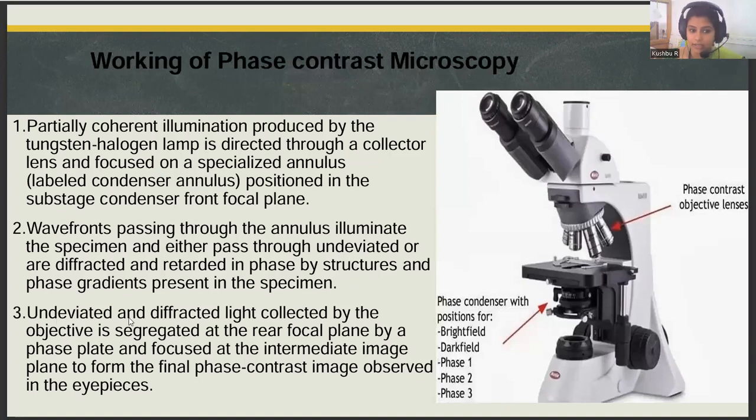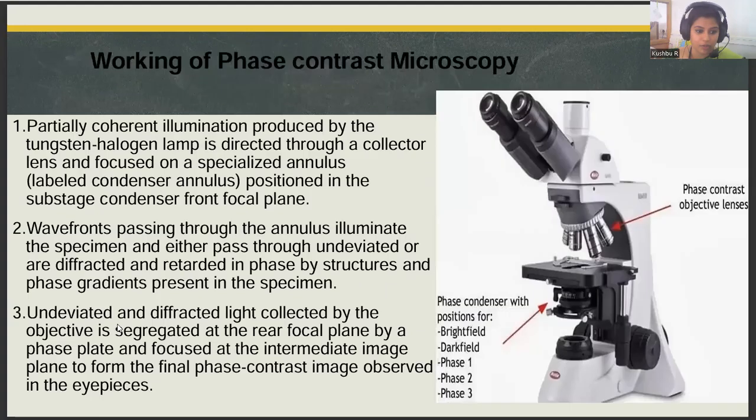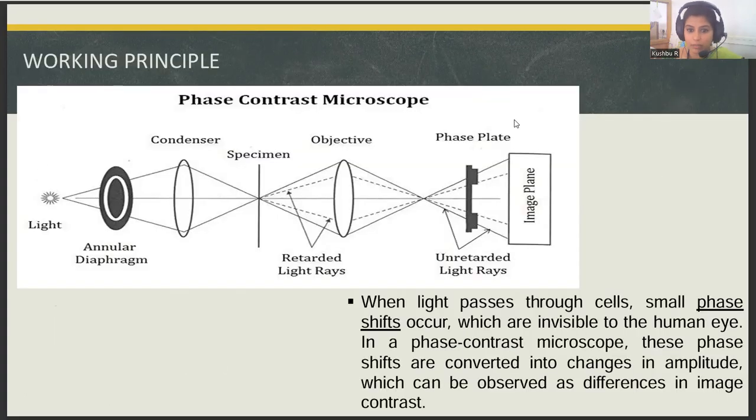Now, the undeviated light and the diffracted light collected by the objective are segregated. That quantification is done by your objective lens. The segregation of your retarded and unretarded light rays occurs in your objective lens, which helps us to magnify the image. Once that is done, the phase plate and the intermediate image plane form the final image, and after the quantification of the phase shift, the final magnified image is produced. So this diagram summarizes how the light produces a phase shift, how that phase shift is quantified, and how, at the end of the day, the final magnified image is produced.